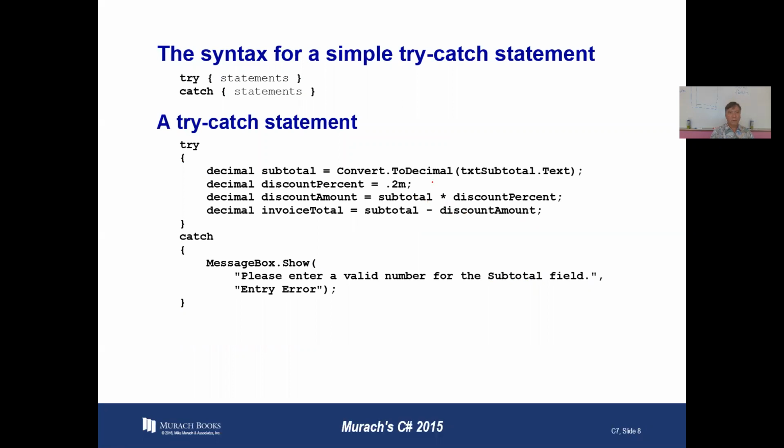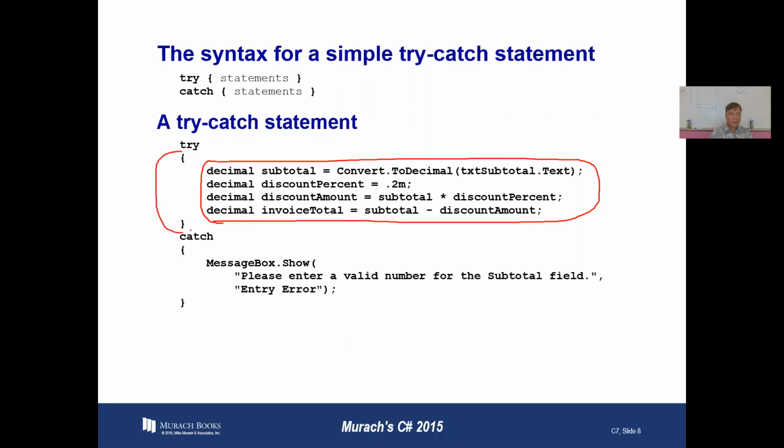So this is the format for a TryCatch. And so this is how you would do it. With one TryCatch, you can have a bunch of code in here. And if any code in here causes an exception, then this TryCatch is going to catch it. And if there is an exception, then it jumps out to this code here.